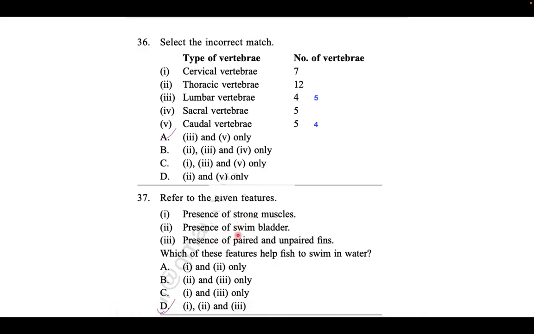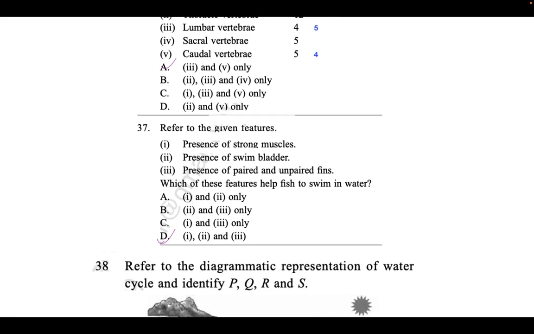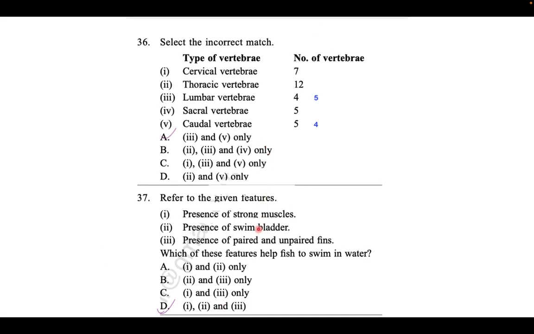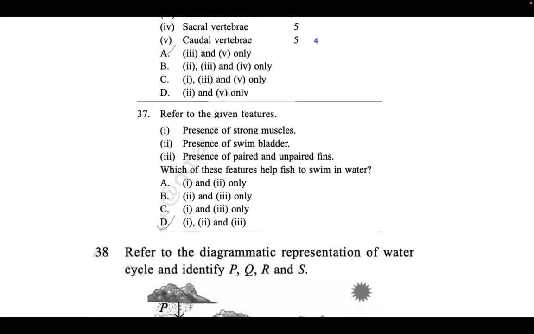All of these are needed for a fish to swim in underwater. Presence of strong muscles. This is needed for the fish as it helps the fish move its fins. The presence of swim bladder. This is needed as it is an empty air sac which helps the fish swim in water. Presence of paired and unpaired fins. They help to propel the fish forward in the water and helps it to swim.